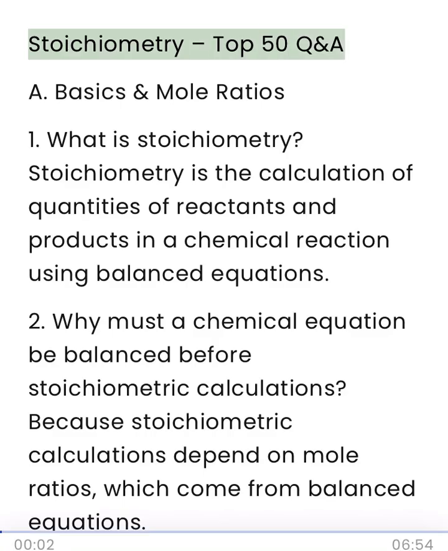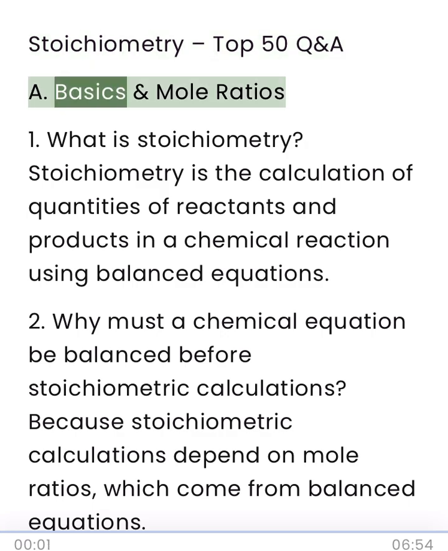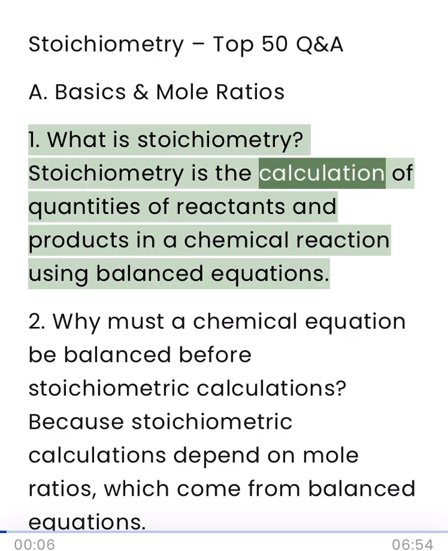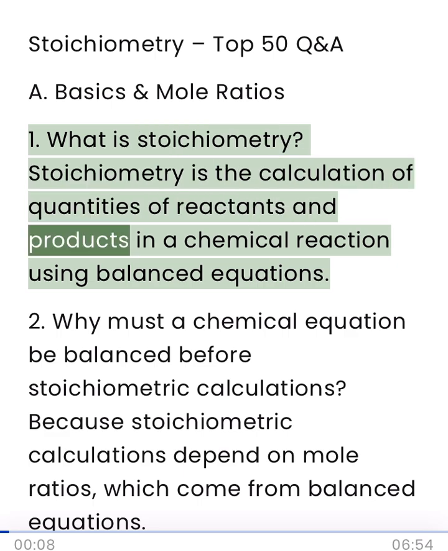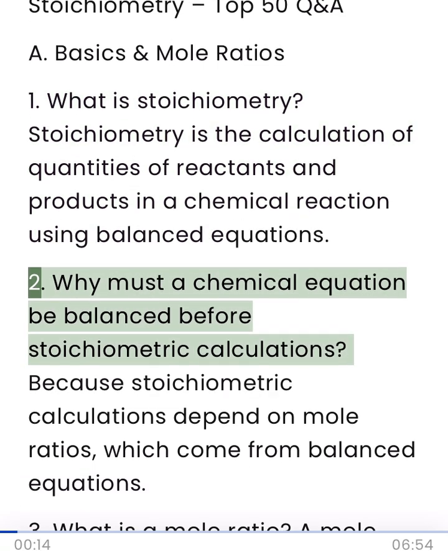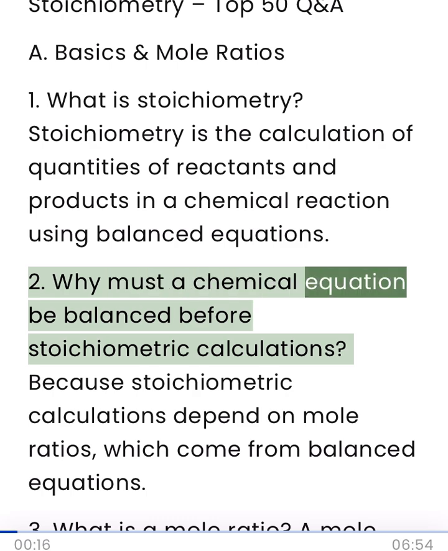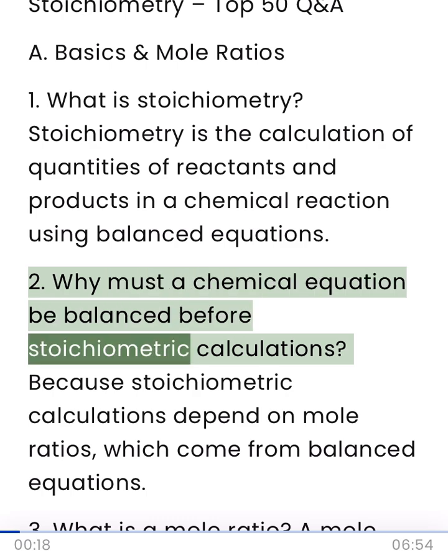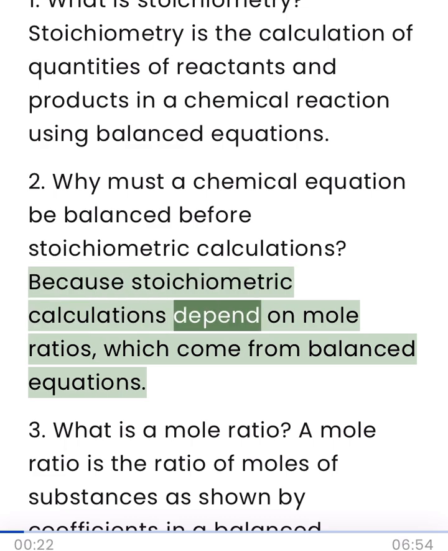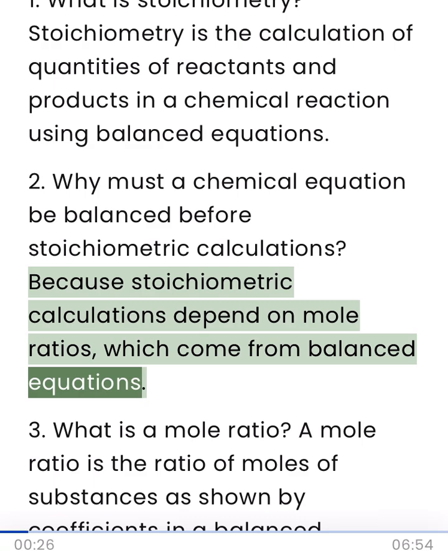Stoichiometry, Top 50 Q&A. A. Basics and mole ratios. 1. What is stoichiometry? Stoichiometry is the calculation of quantities of reactants and products in a chemical reaction using balanced equations. 2. Why must a chemical equation be balanced before stoichiometric calculations? Because stoichiometric calculations depend on mole ratios, which come from balanced equations.